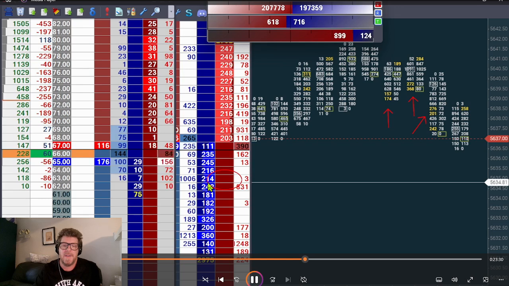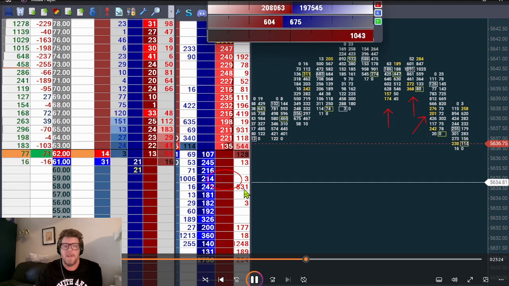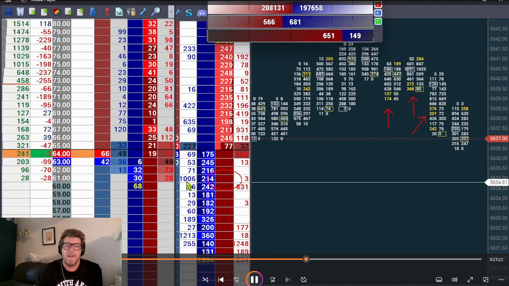You can see that 1006 lot. That's where the buyers came in and pushed this higher. That's the sell side absorption, if you will, right here, or the push that happened. So we're coming right back to that level.